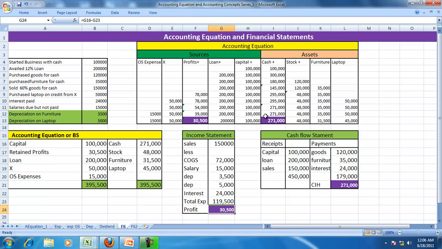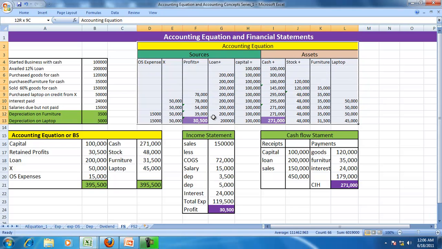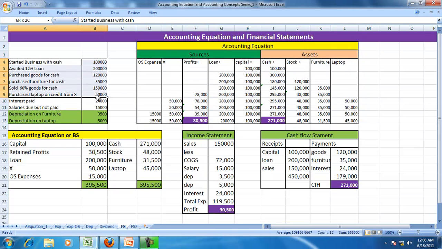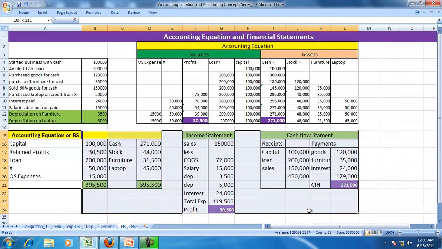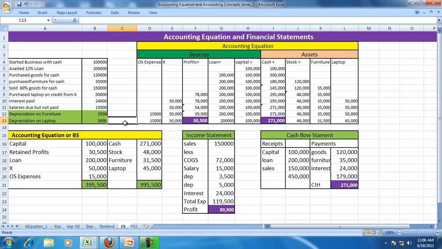In the same way, cash in hand 271,000. How did you arrive at that? It's possible only by seeing individual items, or if you prepare a cash flow statement. That means the business transactions can be converted to accounting equation, or the business transactions can be converted into financial statements. But the principle behind this conversion is the generally accepted accounting principles.